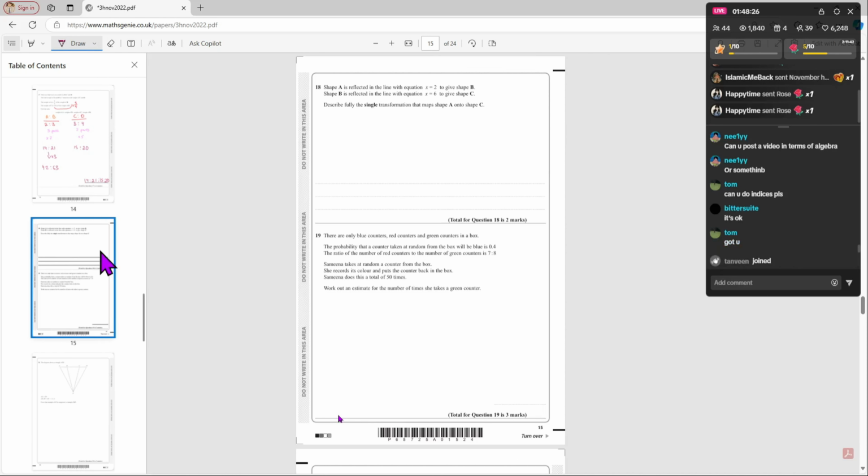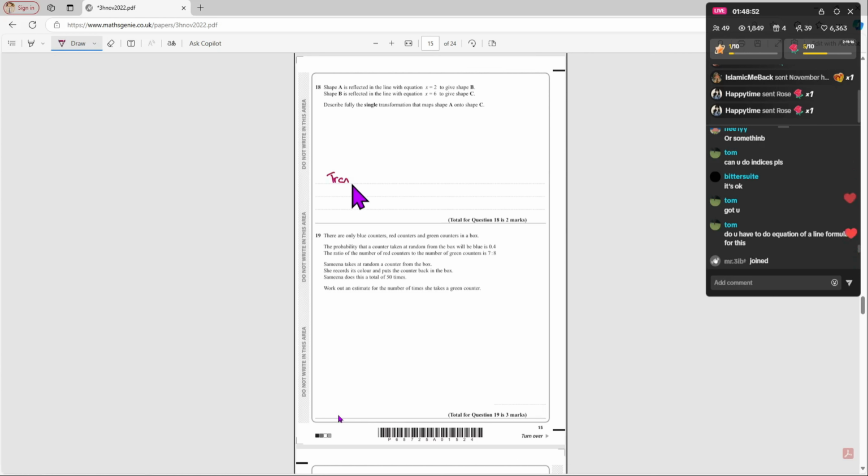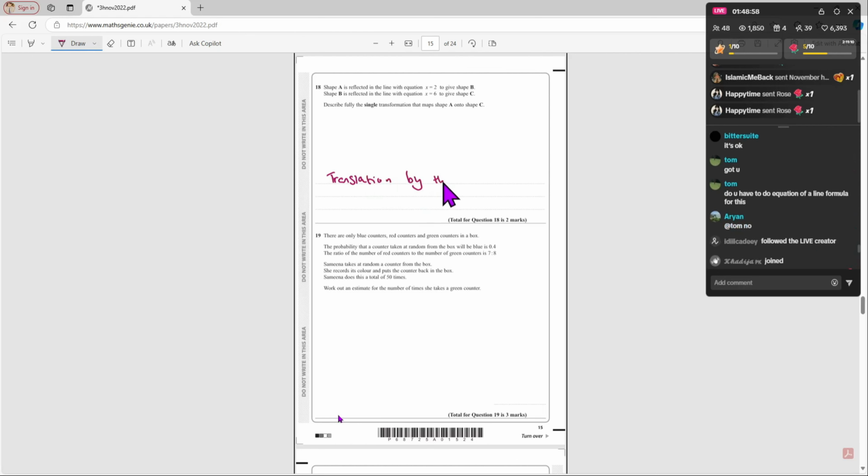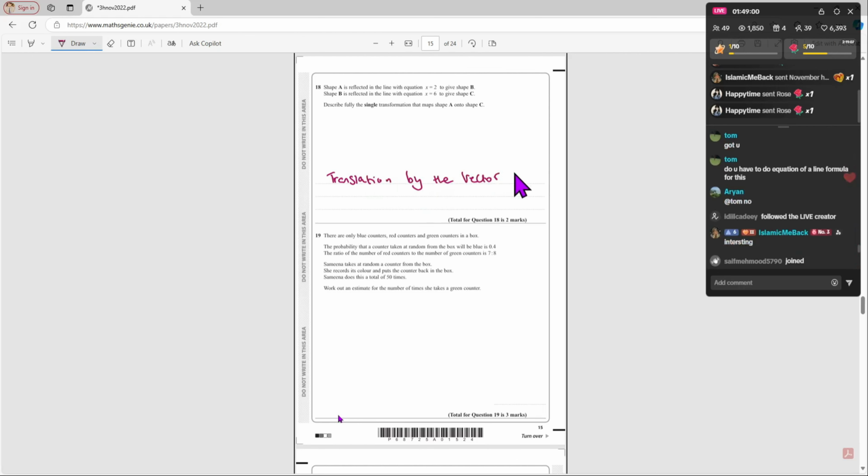So basically what we have to do is draw this visually, and then work it out, okay? I'm so bad at drawing this. But when you draw it visually, you're going to get an answer of translation. So it's going to be a translation by the vector 8, 0. So when you draw this out, you should get a translation of the vector 8, 0.